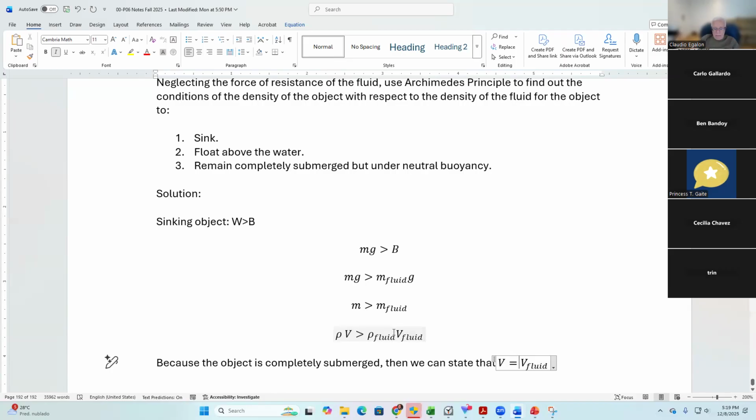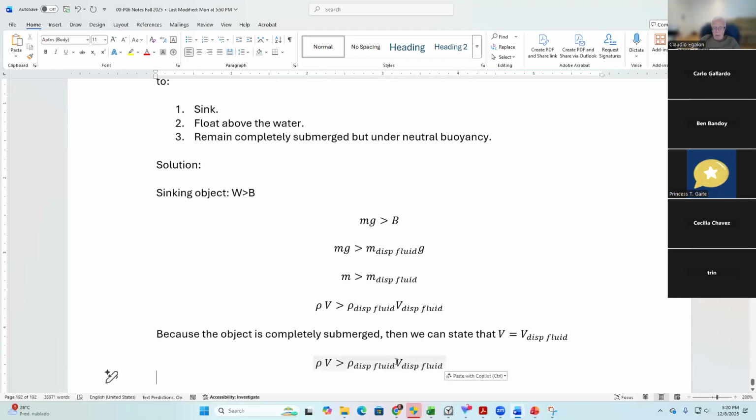And by the way, it's not the volume of the fluid, but the volume of the displaced fluid. Let's write that down here. Not just the volume of the fluid, but the volume of the displaced fluid. Let's specify that here: displaced fluid, displaced fluid, and here, displaced fluid. Because of that, this inequality can be written as rho of the displaced fluid times V. This V is equal to this V.